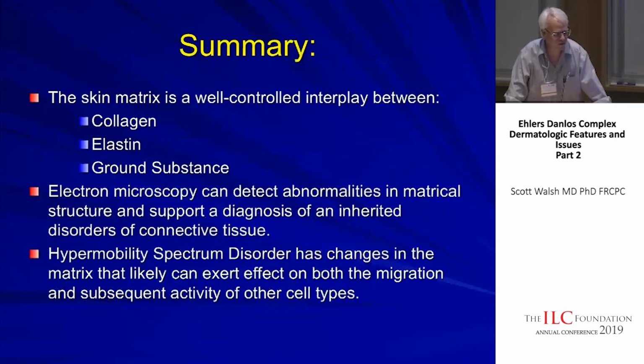So what I've tried to do is go through explaining the abnormalities with collagen, that anything in the matrix can affect collagen. Electron microscopy can detect abnormalities in the matrix structure and support a diagnosis of an inherited disorder of connective tissue. And hypermobility spectrum disorder, as we're learning in the last year and a half, has changes in the matrix that likely exert effects on both the migration and the activity of other cell types.